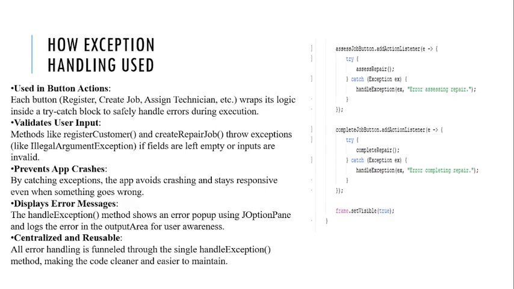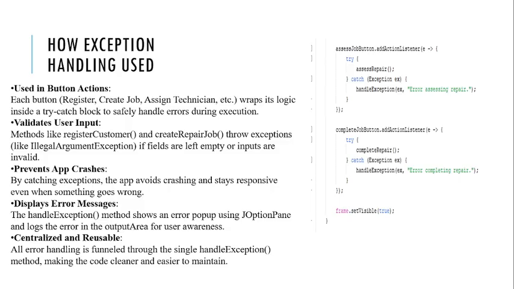Prevents app crashes. By catching exceptions, the app avoids crashing and stays responsive even when something goes wrong. Displays error messages. The handle exception method shows an error pop-up using option pane and logs the error in the output area for user awareness. Centralized and reusable. All error handling is funneled through the single handle exception method, making the code cleaner and easier to maintain.